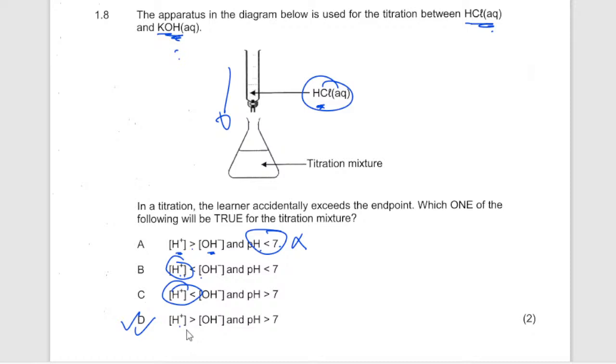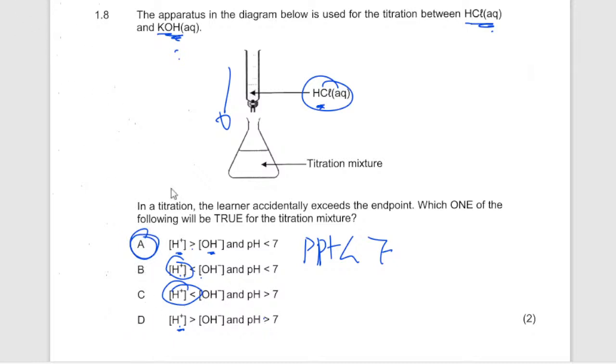But let's go through it. Hydrogen ions are greater than OH, yes, and the pH is less than... less than what? Less than 0. Did I say that? This pH is greater than 7. No, man. No, it's this one. This means the pH is supposed to be less than 7. So this one becomes the most correct answer, not this one.